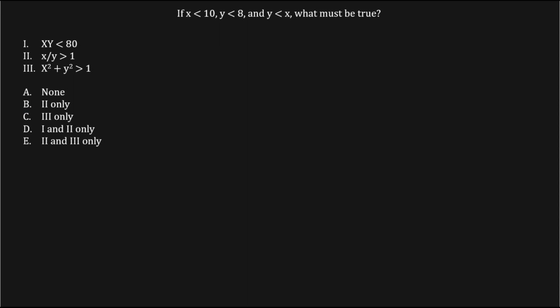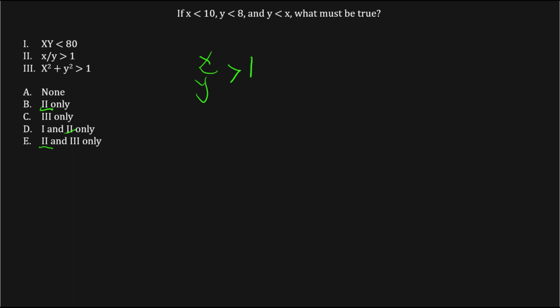Okay, let's see. What must be true? X is less than 10, y is less than 8, y is less than x. So we have 2 here, 2 here, and 2 here. We'll start with 2 because if it's not true, we can eliminate 3 of these. So x over y is greater than 1. Y is less than x, so the denominator is smaller than the numerator, which typically means that it is greater than 1.